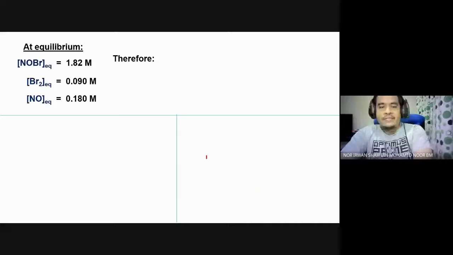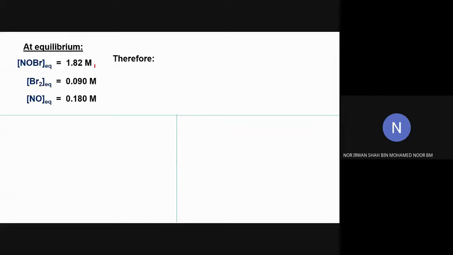the next step is to substitute the three of them into the Kc expression, because in question 10a, the question asks you to find the value of Kc. This is the Kc expression for this reaction. So Kc equals the concentration of nitrogen monoxide at equilibrium squared times the concentration of bromine at equilibrium, divided by the concentration of nitrosyl bromide at equilibrium squared.